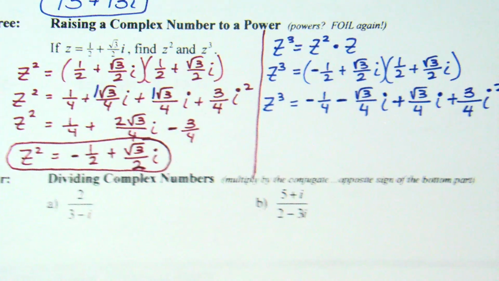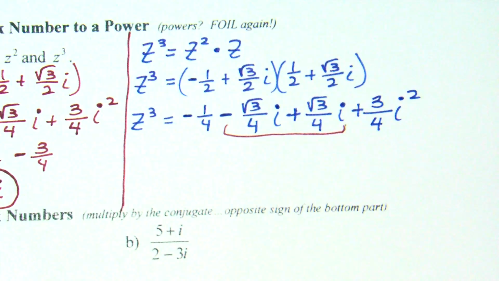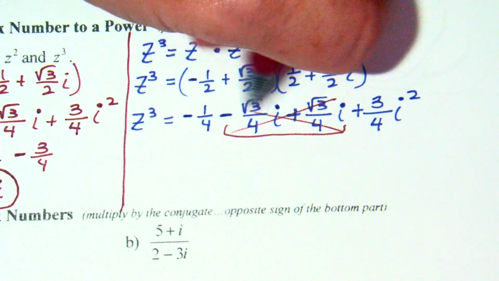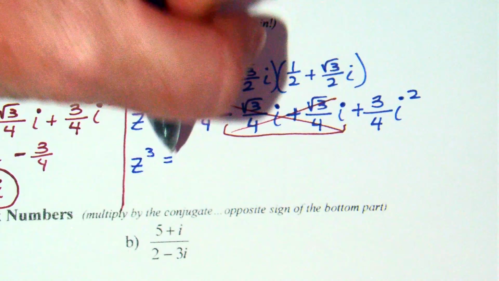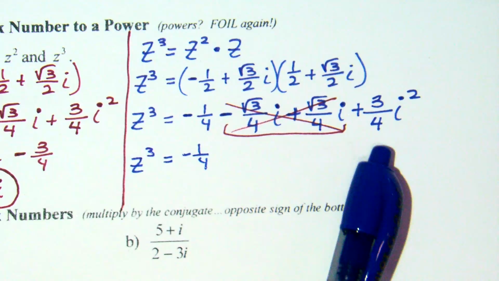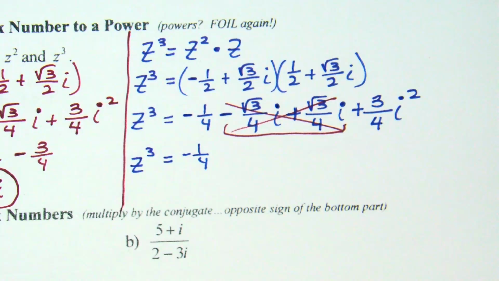So then we have negative 1/4 still plus 3/4 i squared. What's plus 3/4 i squared? Minus 3/4, because remember i squared is negative 1, right? So this becomes minus 3/4. What is negative 1/4 minus 3/4? Negative 1. Negative 4/4 if your brain went there first, but it's negative 1. So z cubed is negative 1.